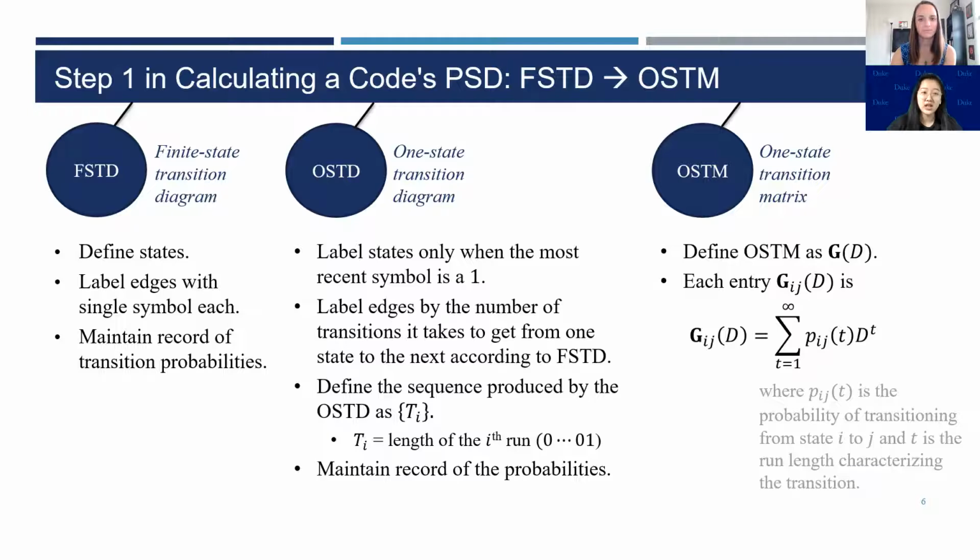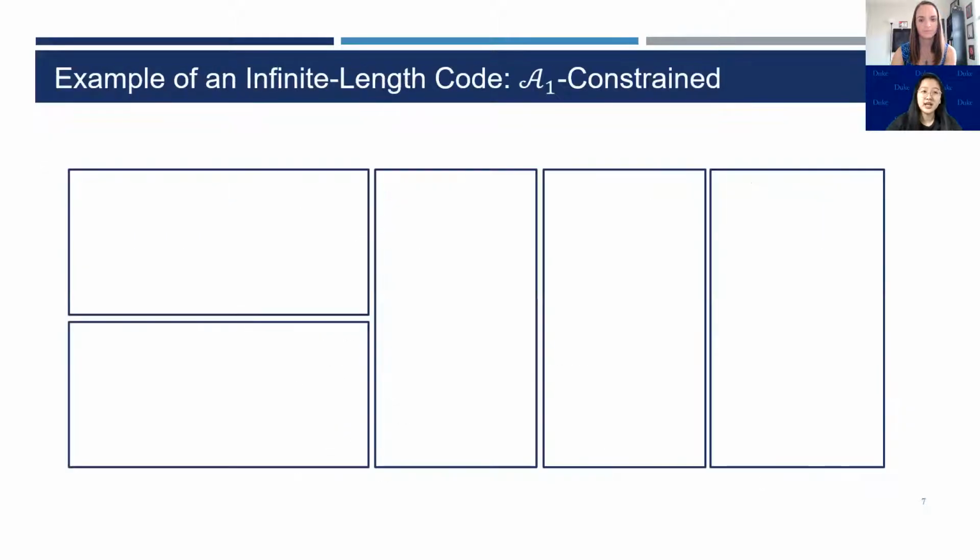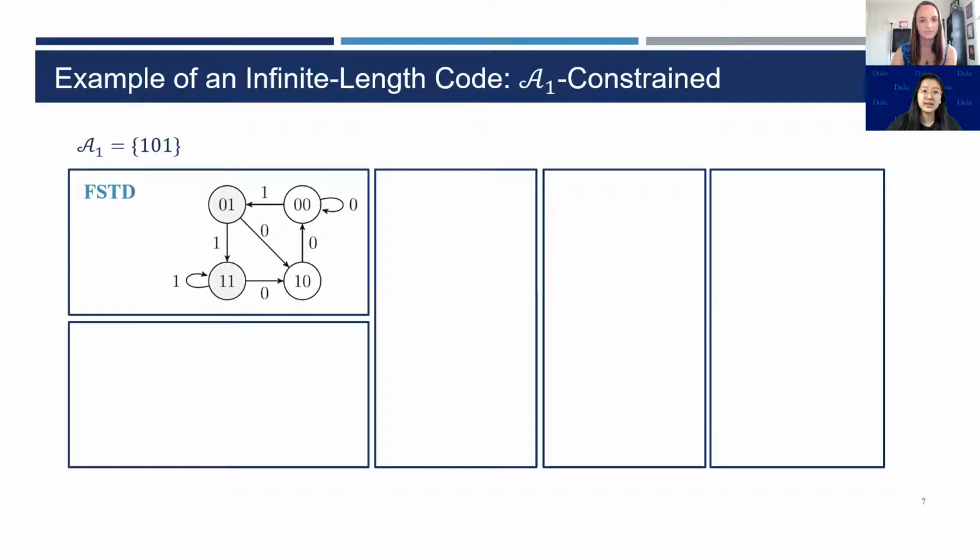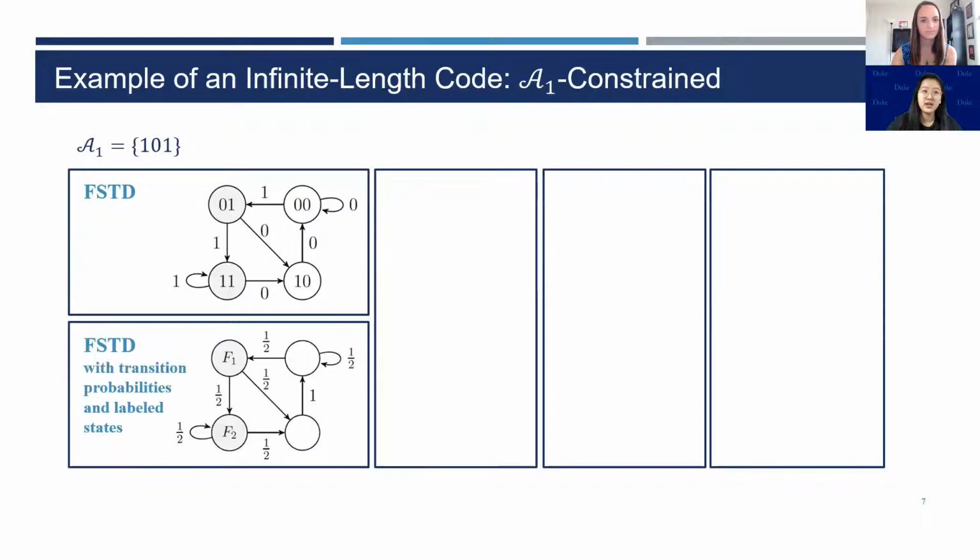So P_ij(T) here is the probability of transitioning from state i to state j, and T here is just the random length that characterizes this transition. We here give an example of deriving the OSTD based on the FSTD for an A1 constraint code. We'll give a full definition of AX constraint codes later. For now, we just need to know that the example has only one forbidden pattern, and that is 101. So we'll begin with the FSTD that forbids this pattern 101 and keep track of the transition probabilities. We can see that all the incoming edges in the FSTD for a given state are generated by the same symbol.